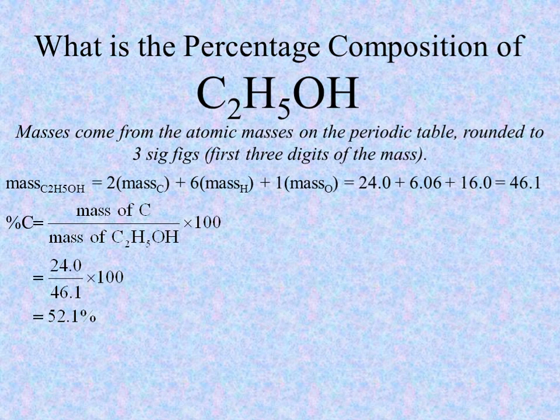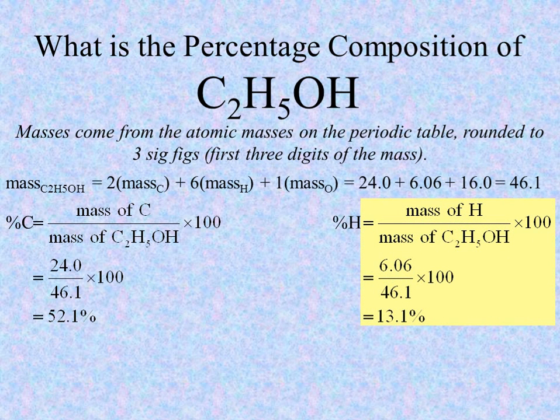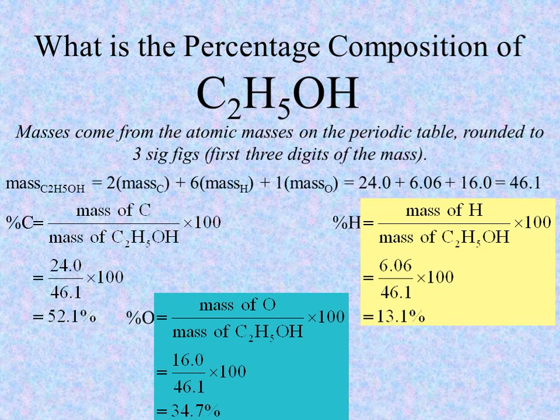Hydrogen's the most numerous. There are 6 of them, but hydrogen is also the lightest element of all. So those 6 hydrogen atoms only weigh in or have a mass of 6.06 atomic mass units divided by the total mass, 46.1, gives us a percentage of just over 13%. And finally, oxygen 16.0 as a proportion of the 46.1, the entire formula mass, comes up to be 34.7%.